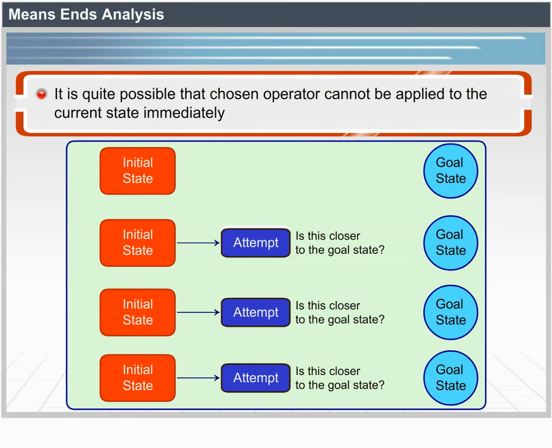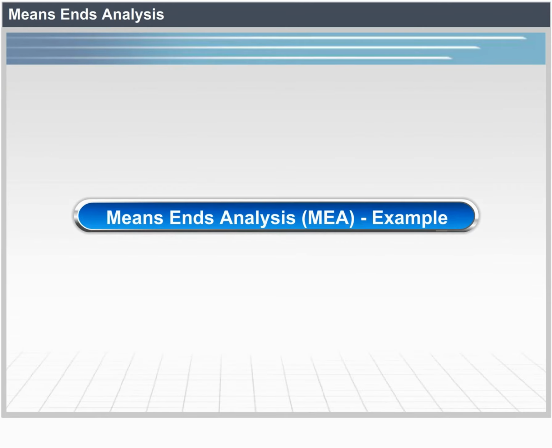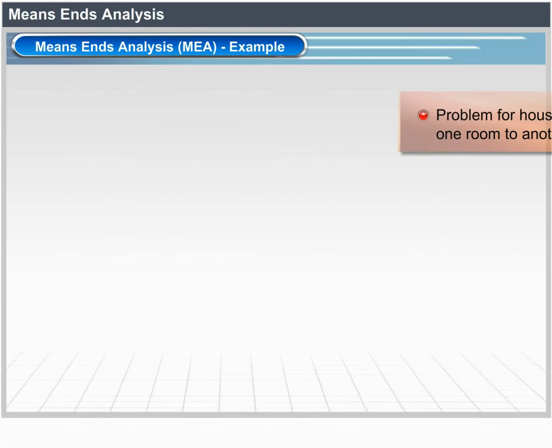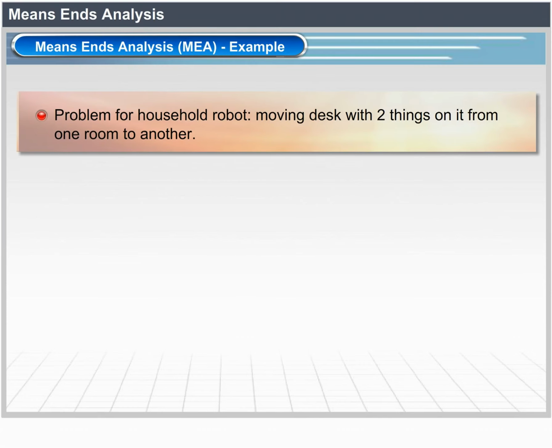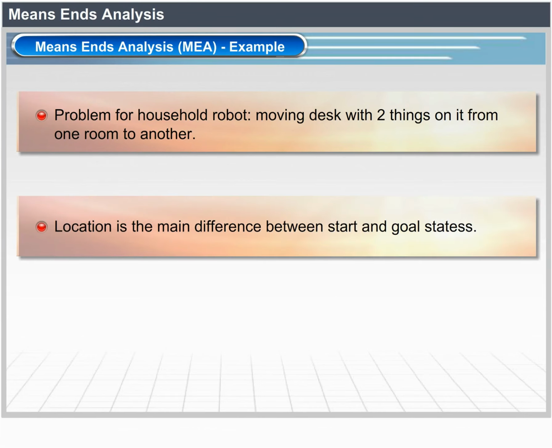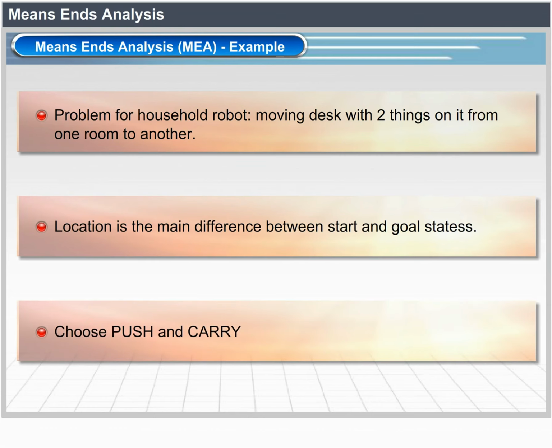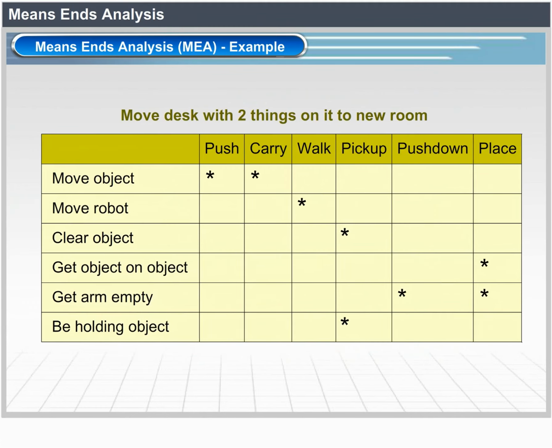Means-ends analysis. Example. Problem for a household robot: moving a desk with two things on it from one room to another. Location is the main difference between the start and goal states. Choose push and carry. Move the desk with two things on it to the new room.